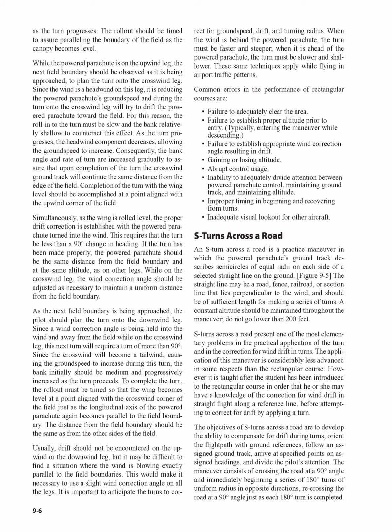Completion of the turn with the wing level should be accomplished at a point aligned with the upwind corner of the field. Simultaneously, as the wing is rolled level, the proper drift correction is established with the powered parachute turned into the wind.